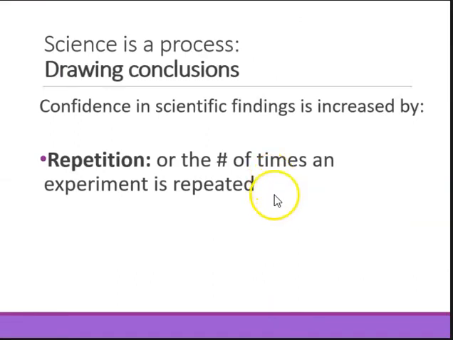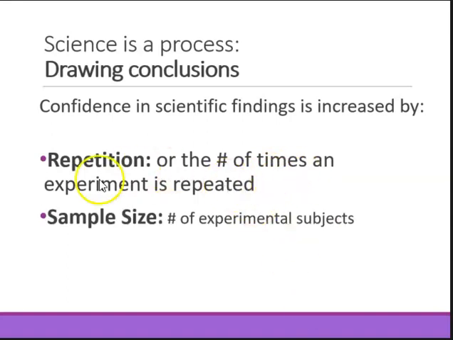So, drawing conclusions. Confidence in scientific findings is increased by repetition, or the number of times an experiment is repeated. The sample size is the number of experimental subjects. And generally speaking, the larger the sample size, the better it is to have cases that support your findings.